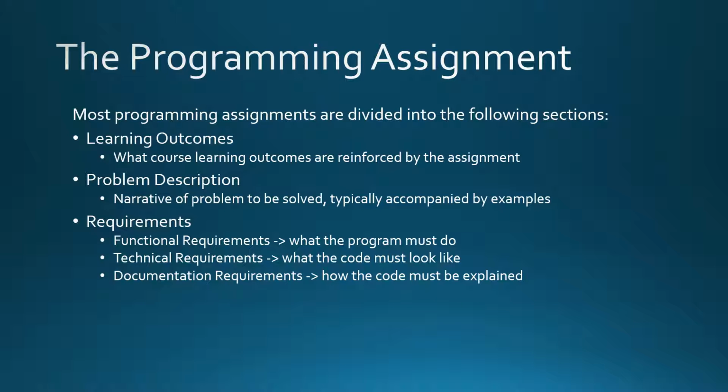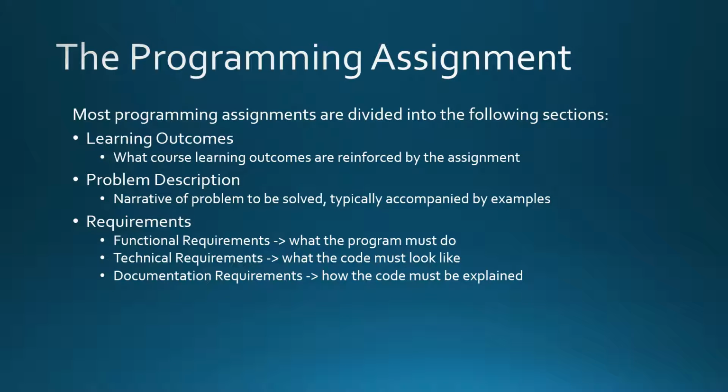The major section of the programming assignment will be the requirements themselves. And the requirements section is typically divided into three subsections. The first are the functional requirements, and the functional requirements define what the program must do. It's typically a numbered list written in the imperative style and may be accompanied by examples.